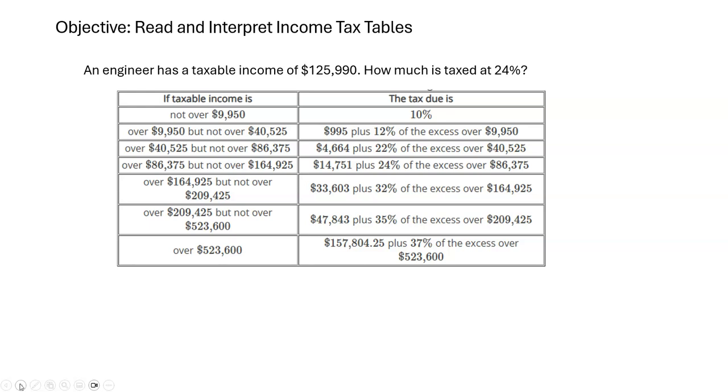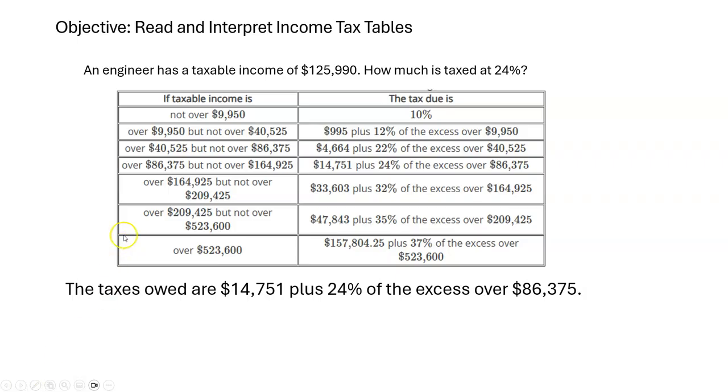An engineer has a taxable income of $125,990. How much is taxed at 24%? Well, if we find first $125,000, that's going to be in our fourth line, the over $86,375 but under $164,925. So we know that the taxes owed are going to be $14,751 plus 24% of the excess.